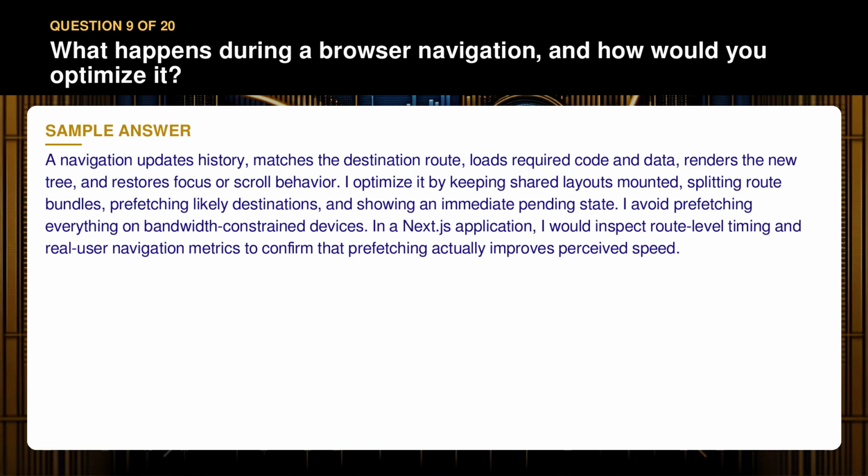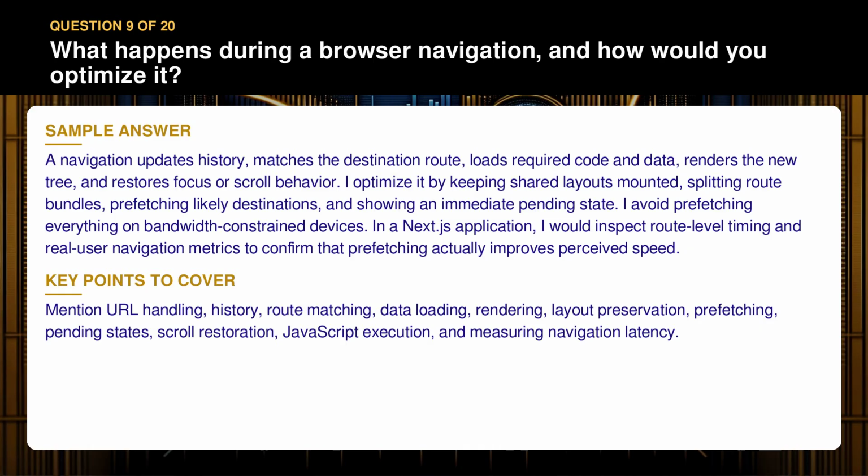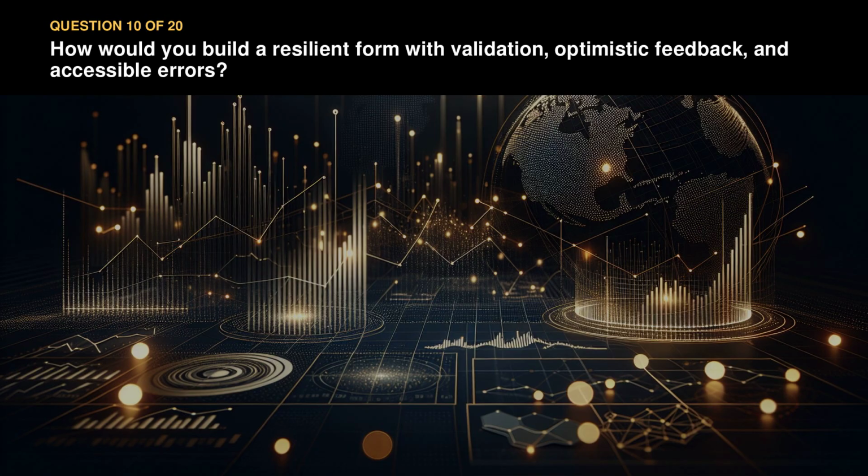In a Next.js application, I would inspect route-level timing and real user navigation metrics to confirm that prefetching actually improves perceived speed. Mention URL handling, history, route matching, data loading, rendering, layout preservation, prefetching, pending states, scroll restoration, JavaScript execution, and measuring navigation latency. Question 10. How would you build a resilient form with validation, optimistic feedback, and accessible errors?